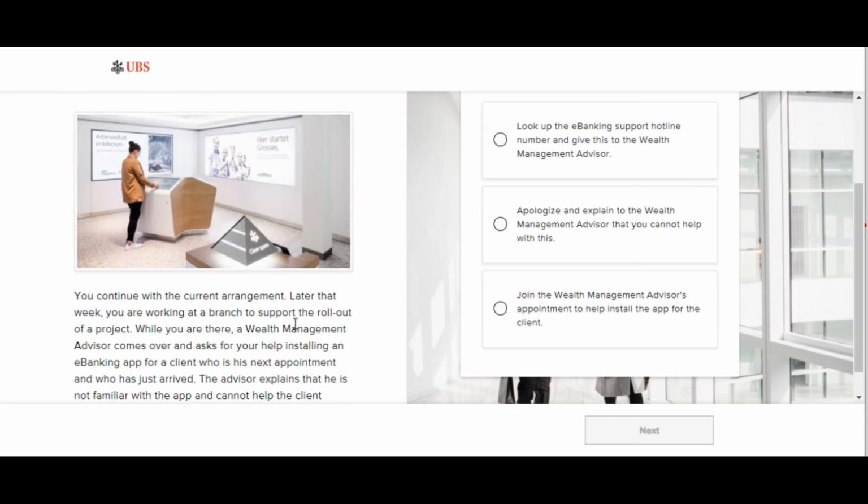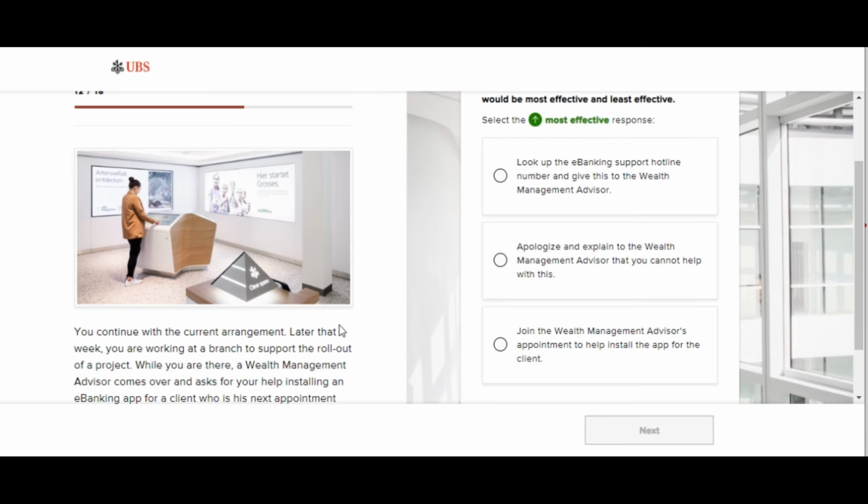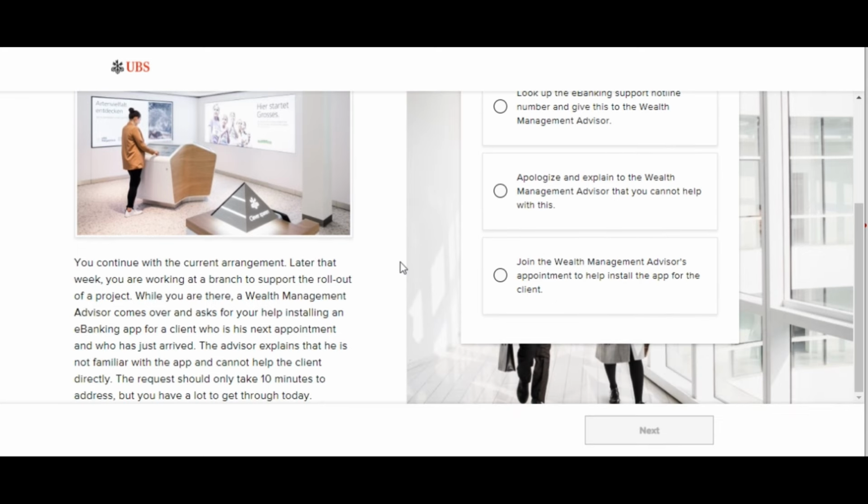Later that week you are working at a branch to support the rollout of your project. While you are there, a wealth management advisor comes over and asks for your help in starting a banking app for a client who is his next appointment. The advisor explains that he is not familiar with the app and cannot help the client directly. The request should only take 2 hours, but you have a lot to get through today. Look up the e-banking support hotline number and give this to the wealth management advisor. Apologize and explain to the wealth management advisor that you cannot help with this. Join the wealth management advisor department to help install the app for the client.